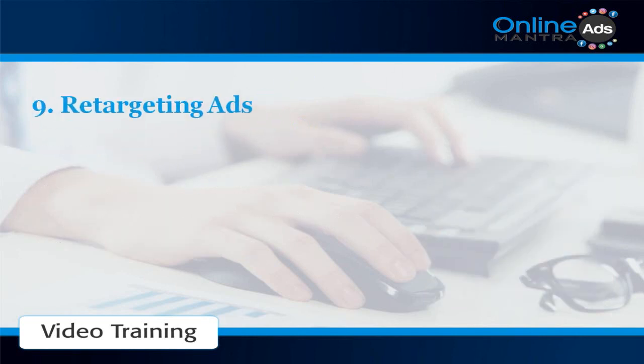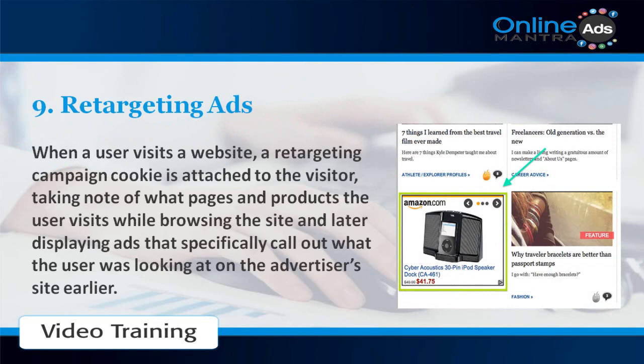Number 9, Retargeting ads. When a user visits a website, a retargeting campaign cookie is attached to the visitor, taking note of what pages and products the user visits while browsing the site, and later displaying ads that specifically call out what the user was looking at on the advertiser's site earlier.